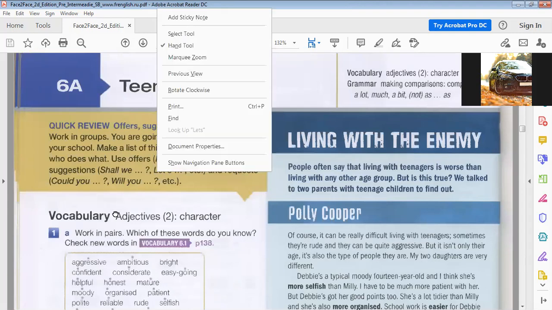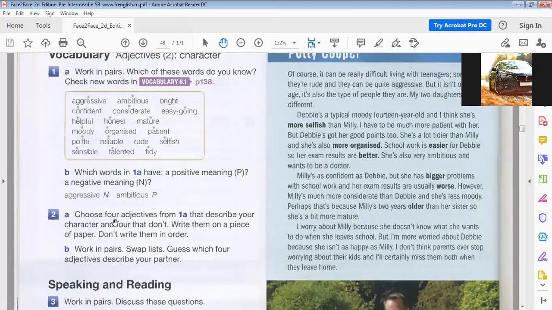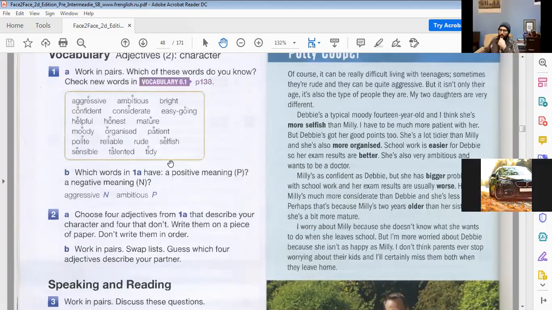So these are the adjectives. Now let's use some of them. It says, choose 4 adjectives that describe your character and 4 that don't. Okay, so we'll have to change this exercise a bit. I want you to use 4 adjectives to talk about yourself, and you can explain a little bit why you think these adjectives are suitable for you.